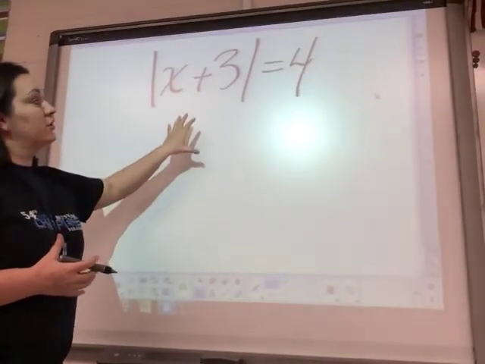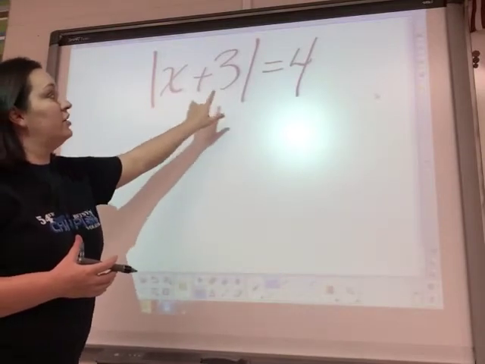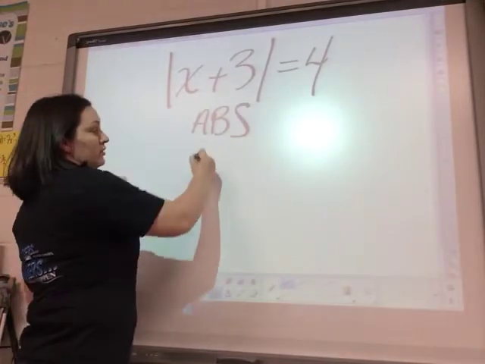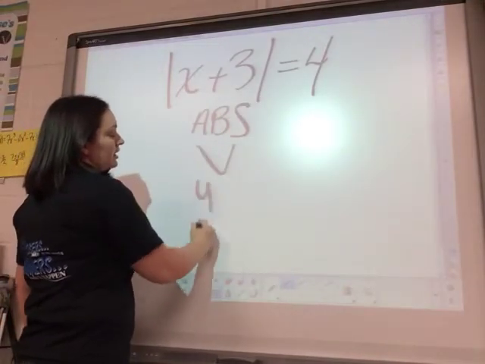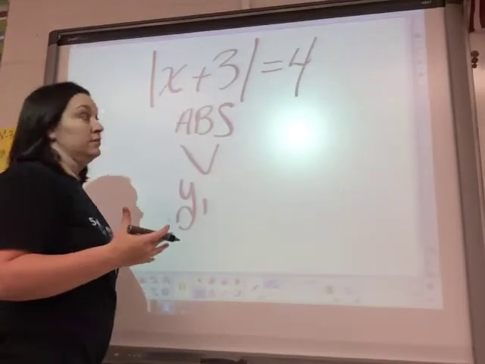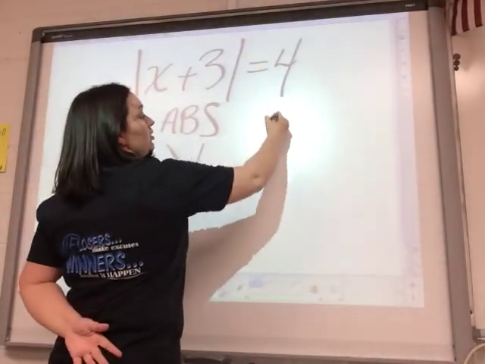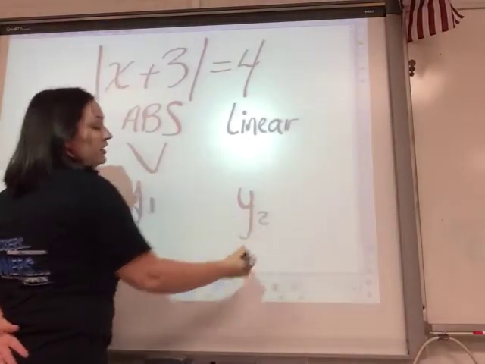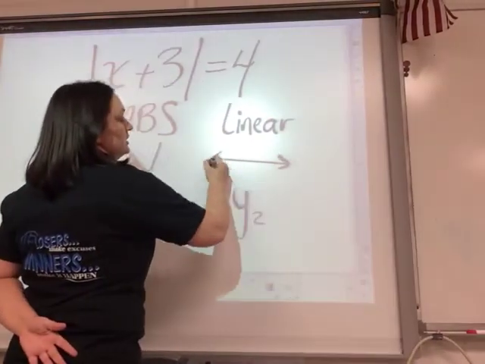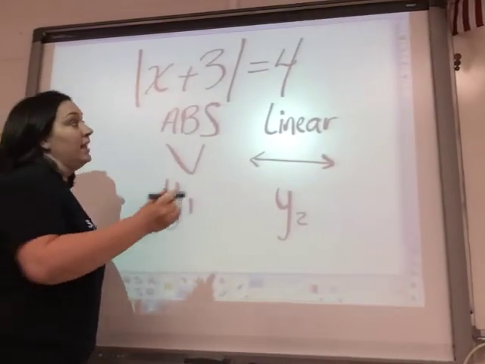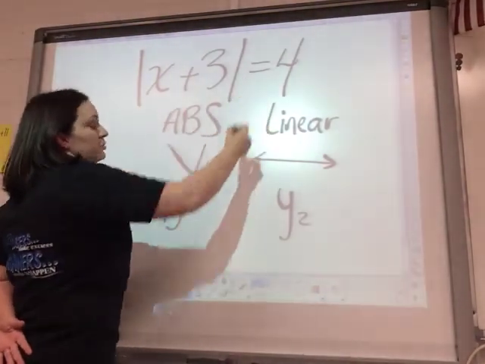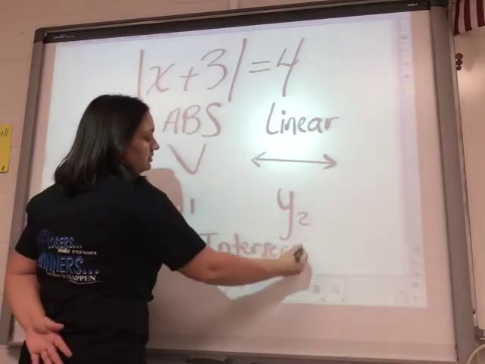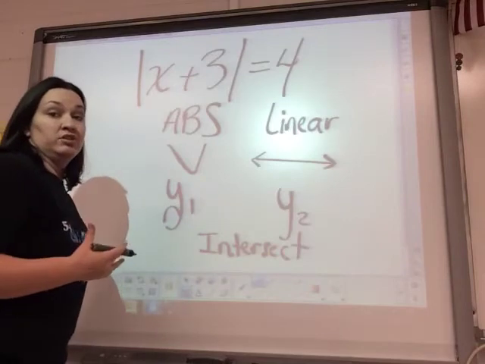So with this situation, I want you to think about the absolute value of x plus 3 as the absolute value graph, which we know is the shape of a V. We're going to put that into y1 on our calculator. The 4 is going to be a linear graph. We're going to put that into y2 on our calculator, and it's going to look like a constant line. Okay? And then the equal sign simply says we're looking for where these two graphs intersect. So I want to jump from this screen to my calculator.